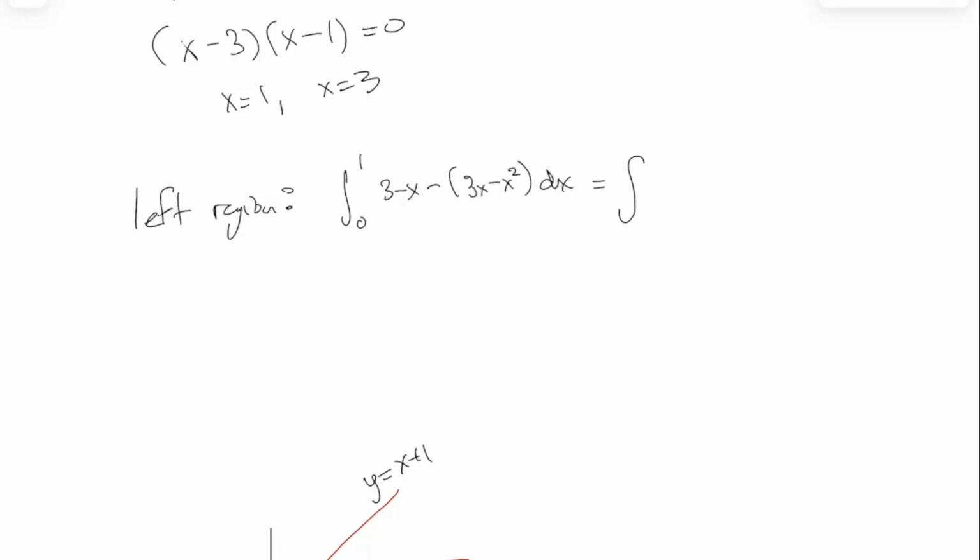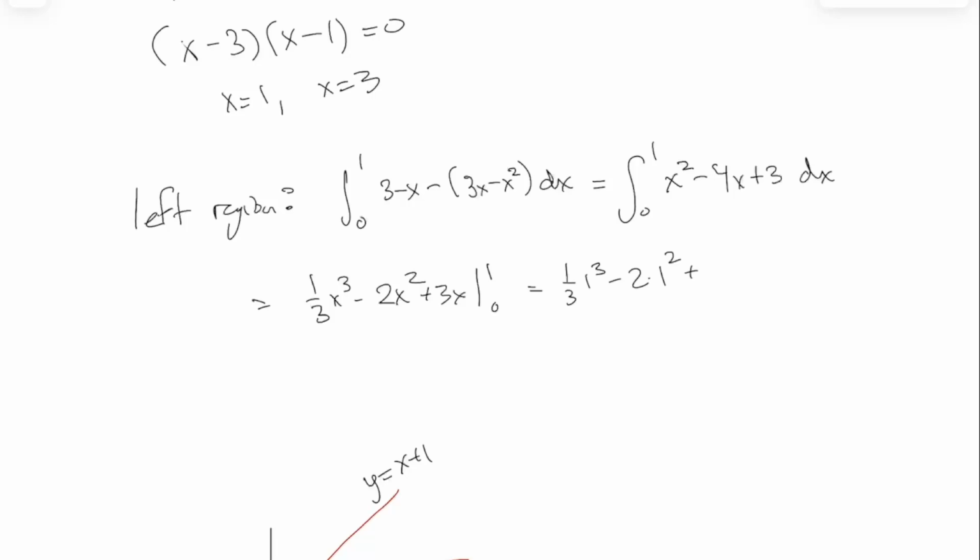And just to simplify and do the integral, this becomes, add this all up, x squared minus 4x plus 3 dx. And then I go 1/3 x cubed minus 2x squared plus 3x. Plugging in 0 and 1 gives me 1/3 times 1 cubed minus 2 times 1 squared plus 3, minus a whole bunch of zeros. All right, so this is my answer for the region on the left.